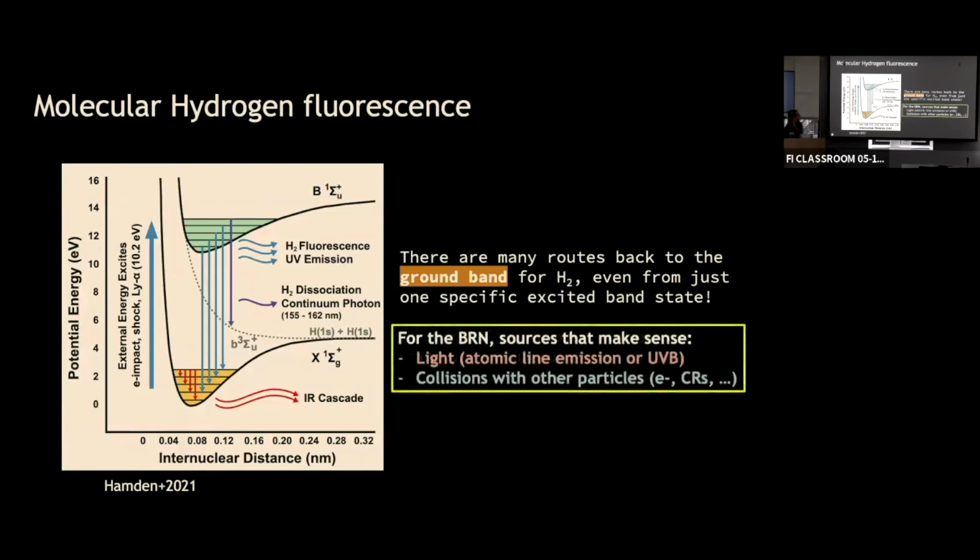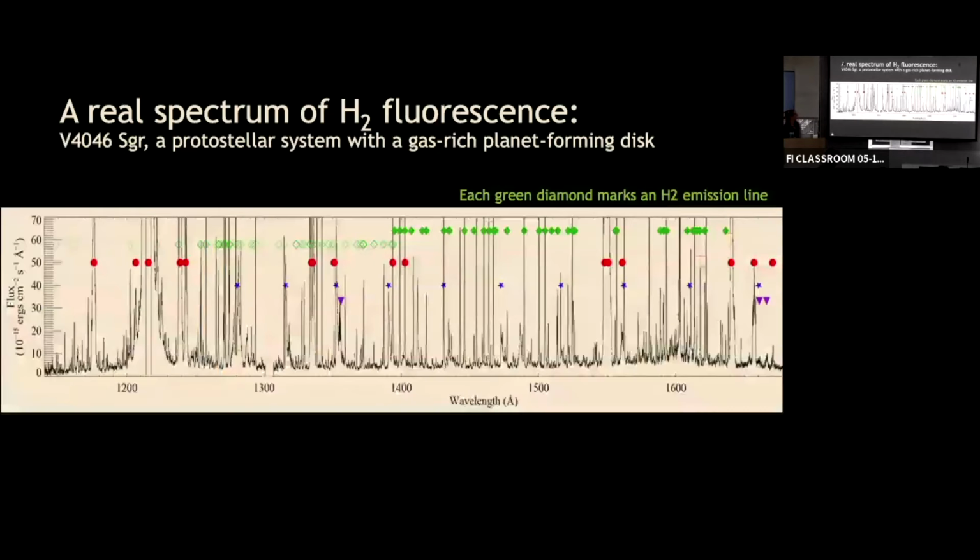So there are different kinds of energy sources we can have, and we'll talk about that in a second. But this is a real spectrum of molecular hydrogen emission, in this case from a protostar with a protoplanetary disk that has lots of molecular hydrogen. And all of these green diamonds are pointing to molecular hydrogen fluorescence or emission that arises from this process that I just described.